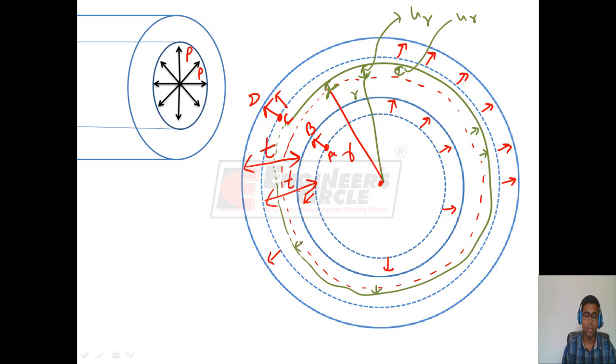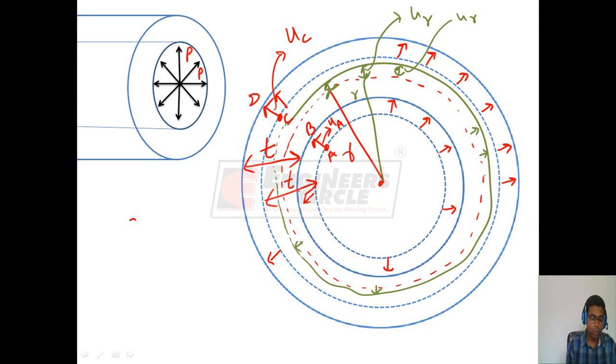Therefore, we can say that the radial displacement at point A, that is UA, and the radial displacement at point C, that is UC, must be the same, because if the inner point and outer point are displacing by unequal amounts, then the thickness T will change. But since we are assuming that thickness T is not changing, we assume that the radial displacement at all points along the radius is the same.